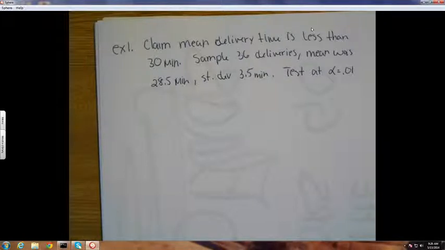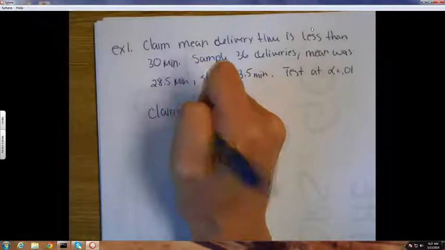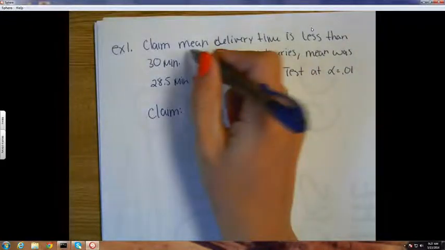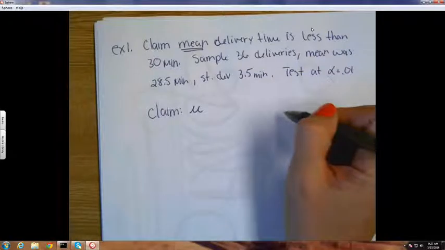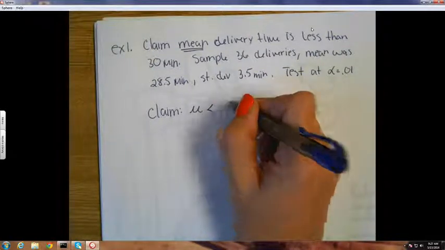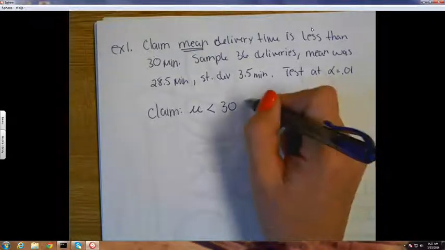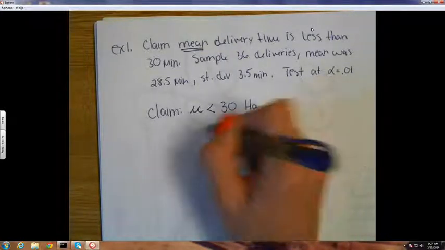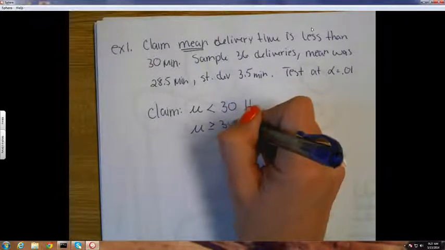Okay, first step, you still have to write the hypotheses. This is what I would expect on the test. Again, mean delivery time. Get the symbol right. Less than 30 minutes. Making the claim. The Ha. The Ho is greater than or equal to.